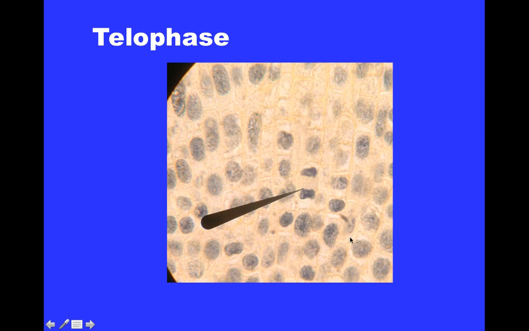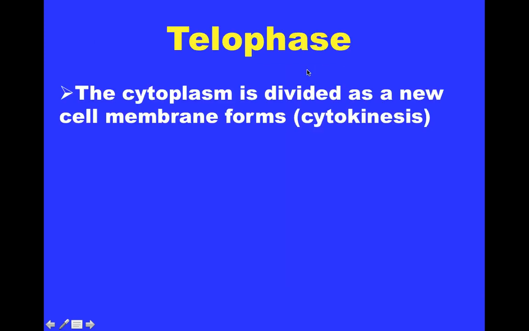Your final phase is called telophase. And again, you can see right here, you can still make out your chromosomes, kind of like balled up hair right here. And I don't know if you can see it clearly, but if you look closely, you can see like a little thin line right down the middle right here. This is called telophase. Now, the cytoplasm, the actual jelly of the cell, is divided in half as a new cell membrane forms right down the middle.